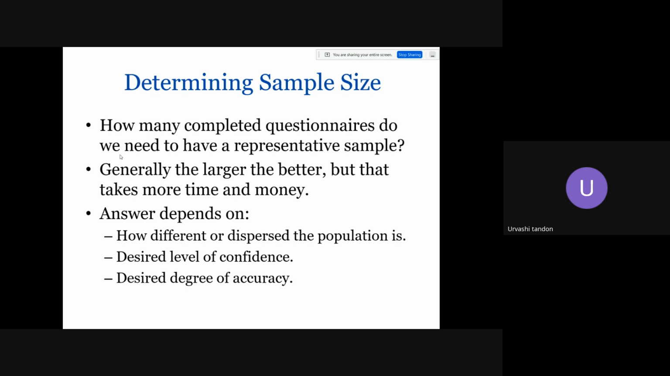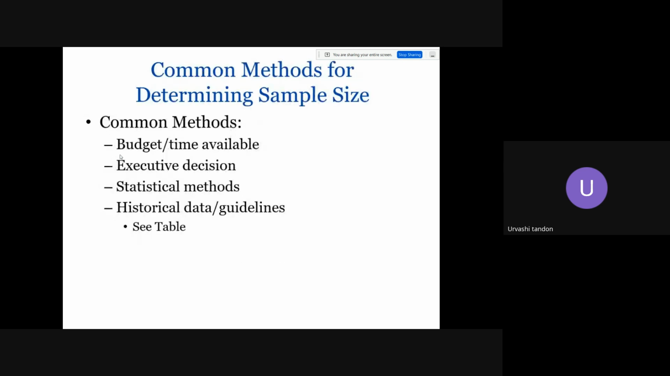Generally, the larger the sample, the better it is, right? But again, it takes more time and money. Because the sample is larger, the data is normally distributed, and the error is less. The error is less, results are better, right? So what is important is the desired level of confidence and degree of accuracy. They are very important, right?